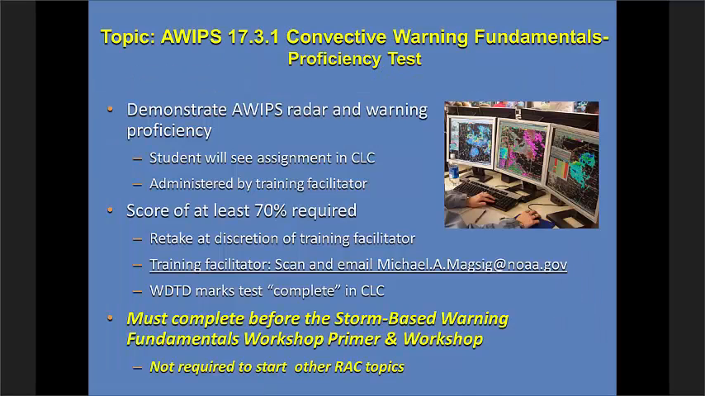Now, you will see the AWIPS proficiency exam listed in the assignment in the CLC. It's a timed paper exam administered by your training facilitator. The facilitator will observe your performance of specific AWIPS tasks, and you will need to achieve a passing score of at least 70% on the exam to receive credit. You may retake the exam at the discretion of your local training facilitator.